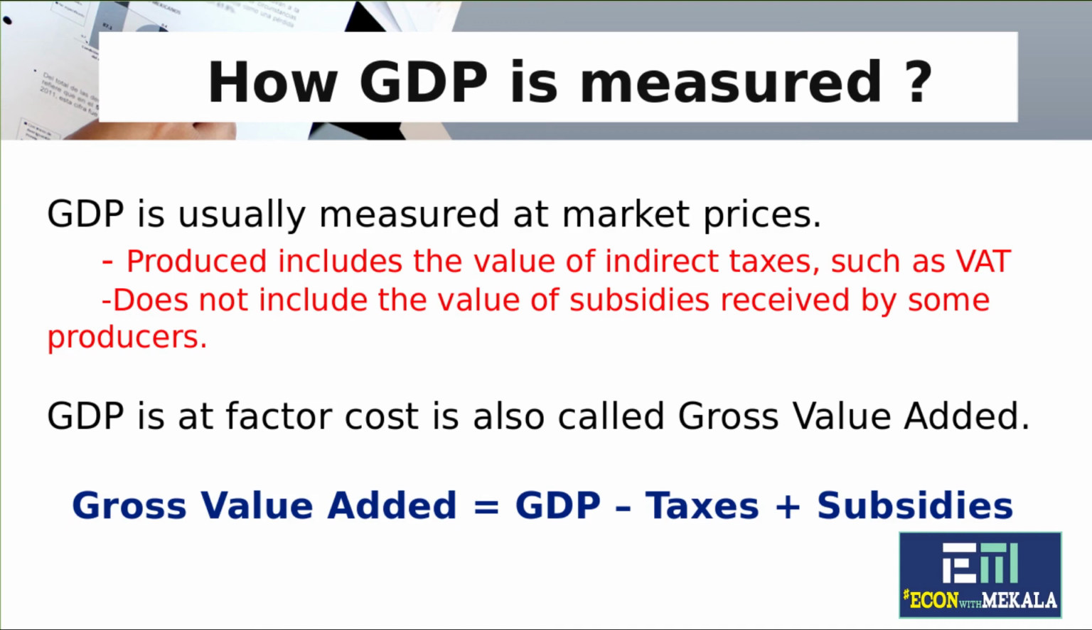Therefore, a more accurate measure of GDP is at factor cost, which subtracts taxes and adds in subsidies to GDP at market prices. GDP at factor cost is called gross value added. So gross value added equals GDP minus tax plus subsidies.